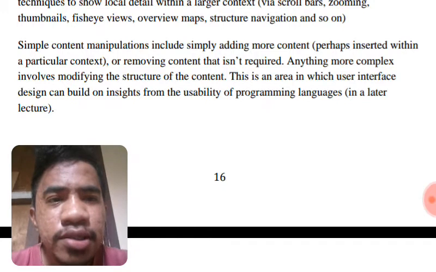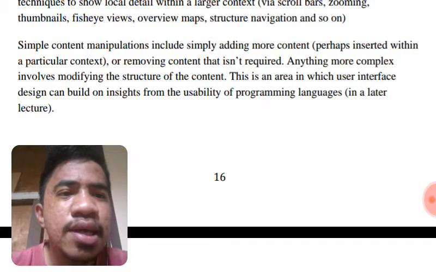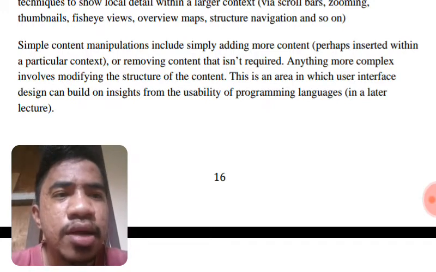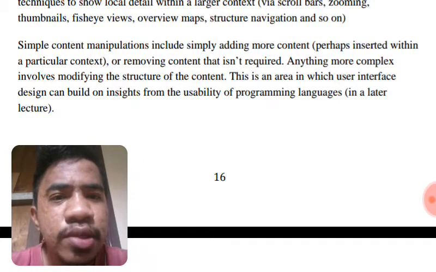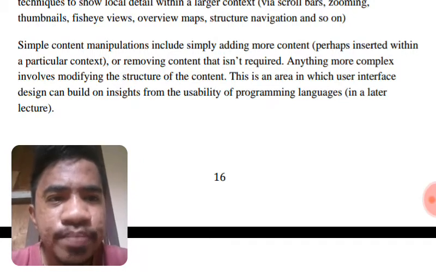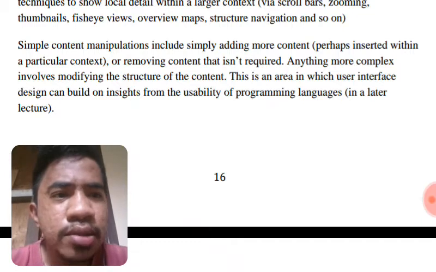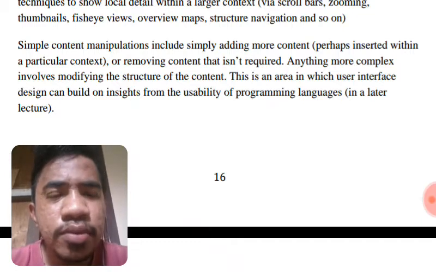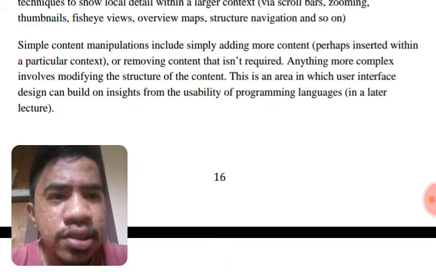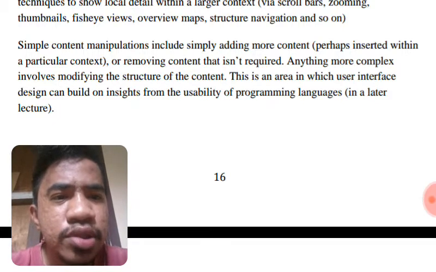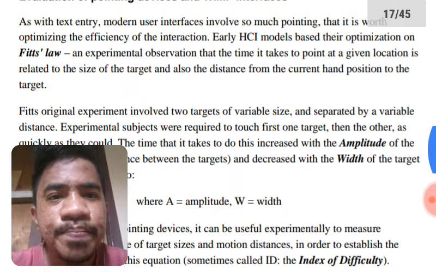Simple content manipulation includes simply adding more content, perhaps inserted within a particular context, or removing content that isn't required. Anything more complex involves modifying the structure of the content. This is an area where user interface design can build on insight from the usability of programming languages in a later lecture.